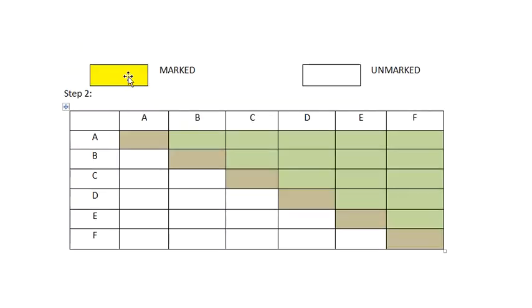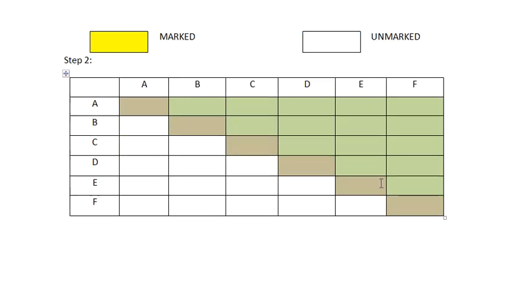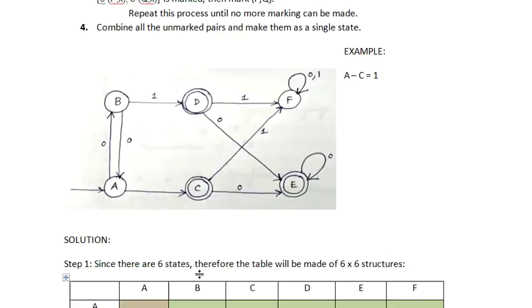I'll be using this particular yellow for marking, and unmarked will be white spaces. Now let us start off with step number 2, and we will check it out for every pair. Start off with A and B. If we talk about A and B, I will go into the diagram. For A and B, both are non-final, correct? So I cannot take this particular pair, so it will remain as it is.